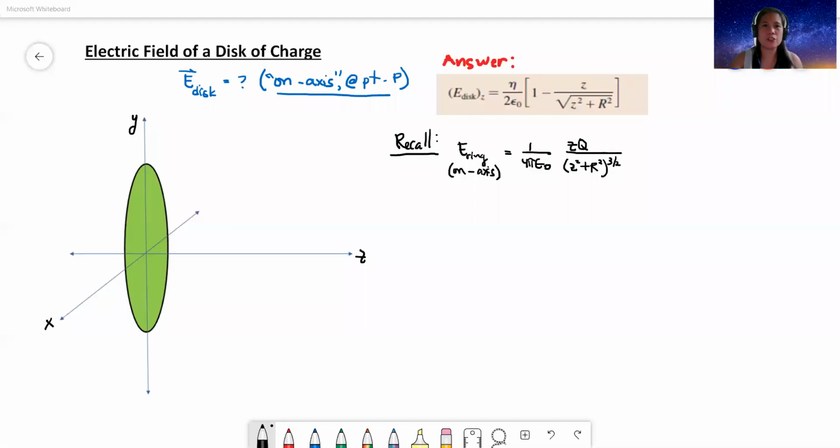Okay. In this video, as promised in the earlier video, I'll be talking about the electric field calculation of a disk of charge. So we have a disk of charge. It's another example of a continuous charge distribution.